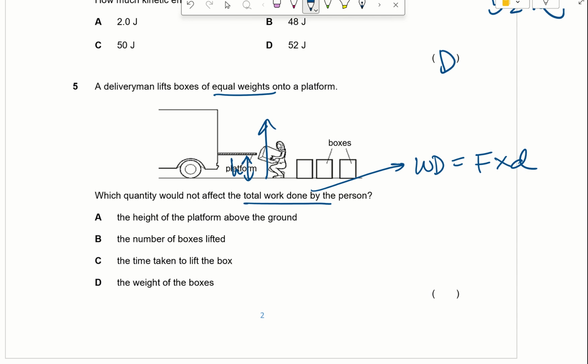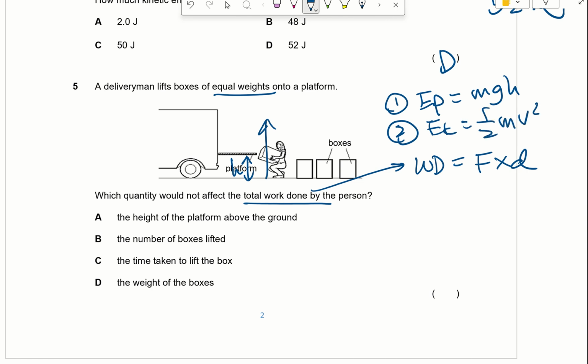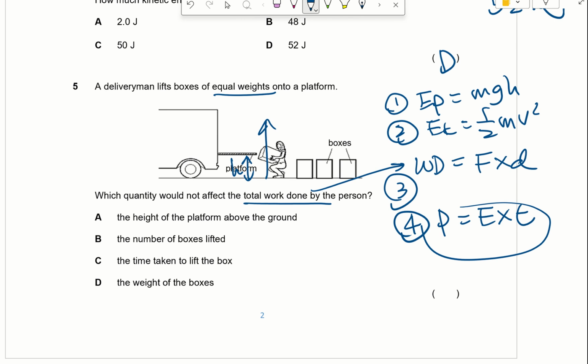Okay, so far we have done 4 formulas for work, energy and power. The first one is EP equals mgh. The second one is EK equals half mv squared. Then the next formula is work done equals force times distance moved in the direction of the force. And number 4 is your power equals energy over time. So far we have not seen any questions about this.